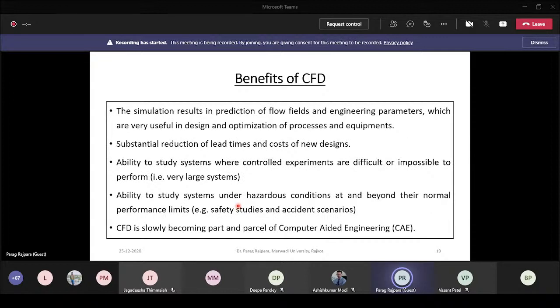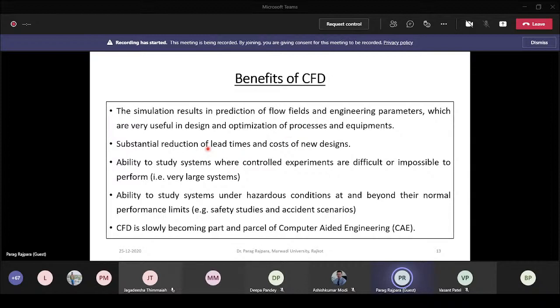Right, so it has been highlighted here also. There are a few points which ultimately speak about why CFD and what are the major benefits of CFD. Ultimately, the simulation results in prediction of the flow fields and engineering parameters. They are very useful in design and optimization of any process or any equipment or any system, right? There will be substantial reduction of the lead times and cost of new design.